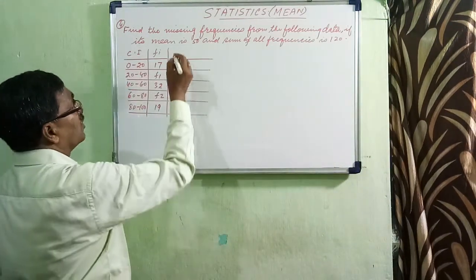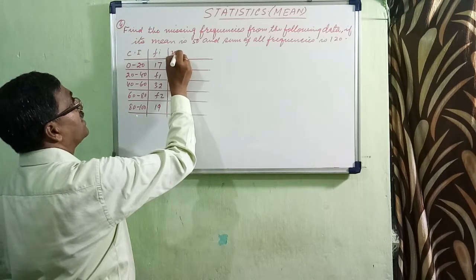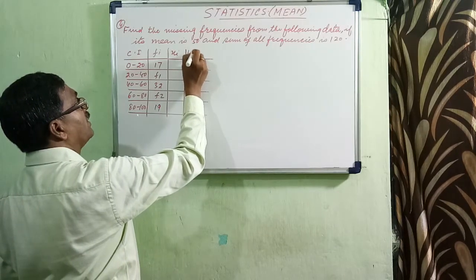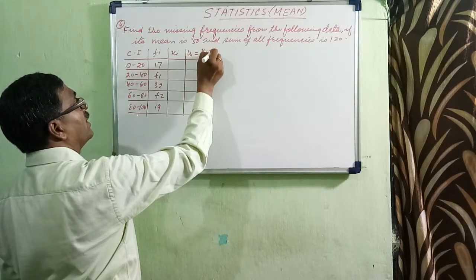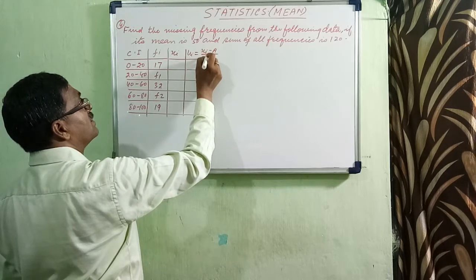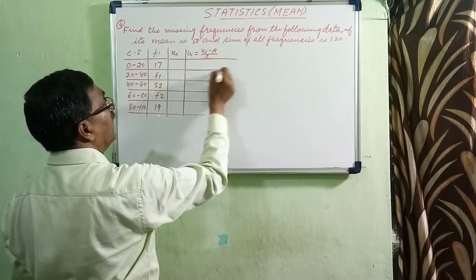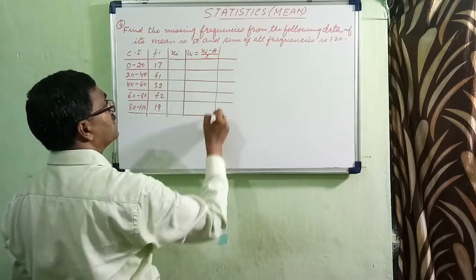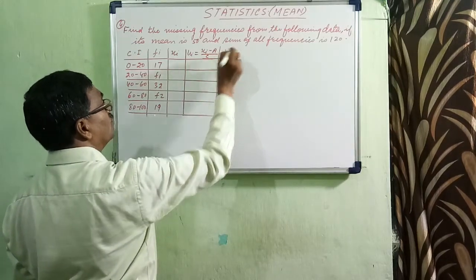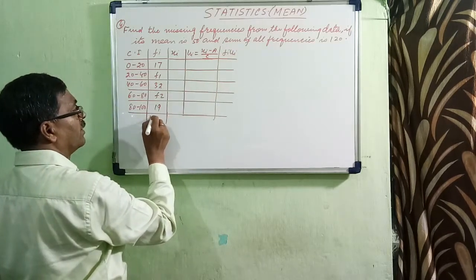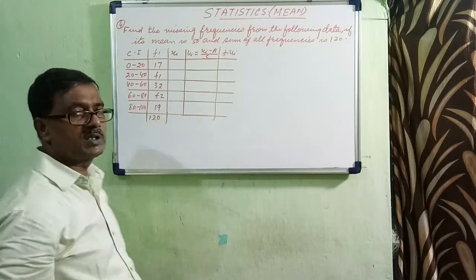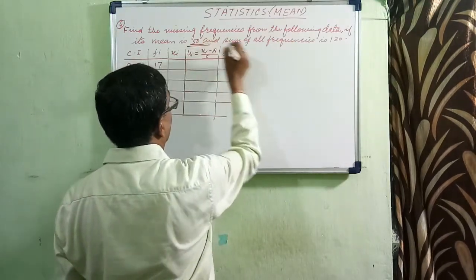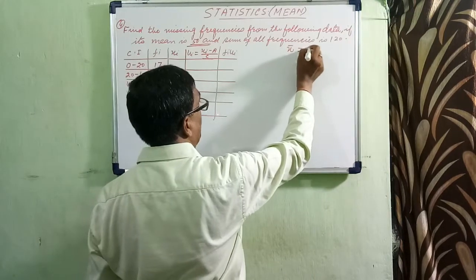In the same way you find out the columns. The next column will be Xi. The next column will be Ui. Ui is equal to Xi minus A divided by C. And after that, your next column is Fi into Ui. Remember, total frequency is given as 120 and the mean is given, X bar is 50.